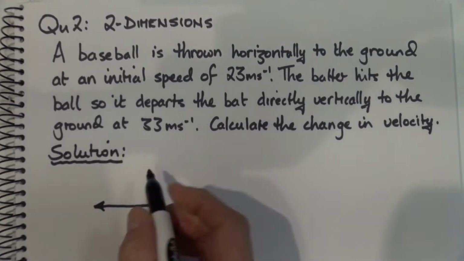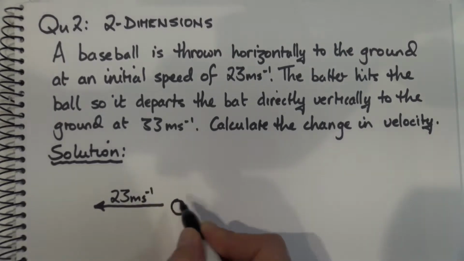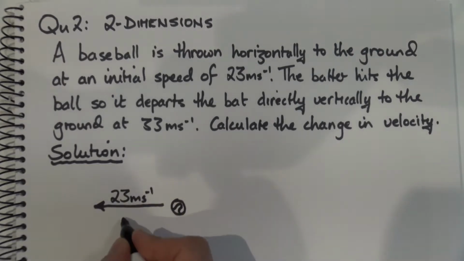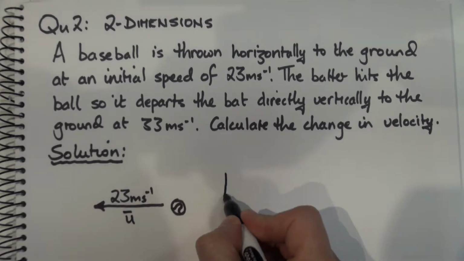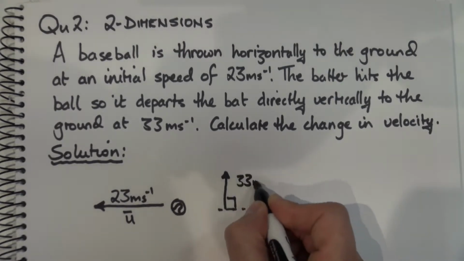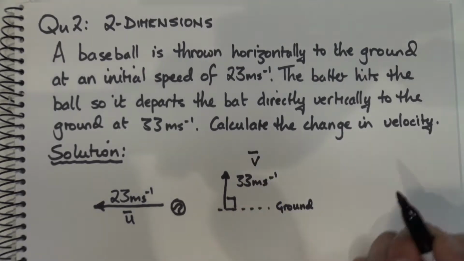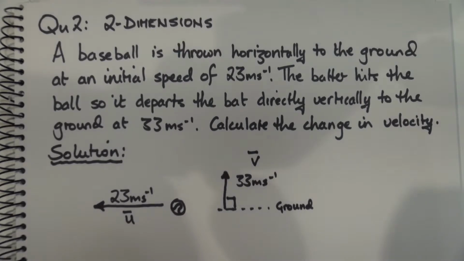So let's put down our vectors first. Here's our initial velocity, and it's going at 23 meters per second. There's our baseball. So that's u. Now we'll put in our final velocity v, which is going to be going vertically directly to the ground at 33 meters per second. Alrighty, so now what we've got to do is put our algorithm down.